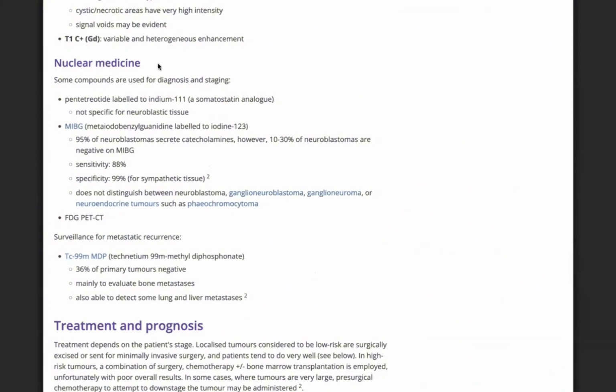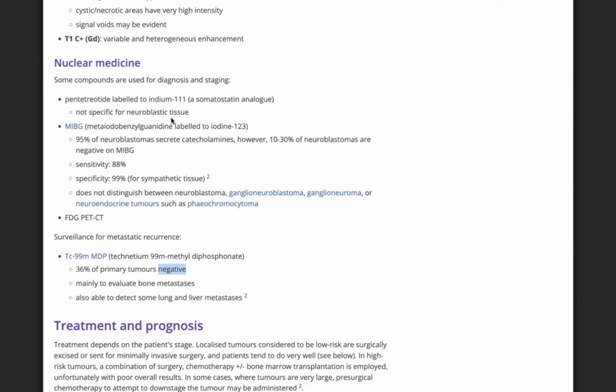What will we do in nuclear medicine? MIBG or octreotide scan, indium-111, all of these are analogs, no problem. But the most important, and the one most of us forget, is the bone scan, the MDP bone scan. Why? Because 36 or 40% of the primary tumors are negative to MIBG.